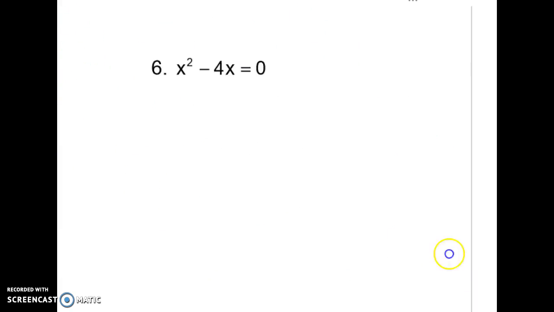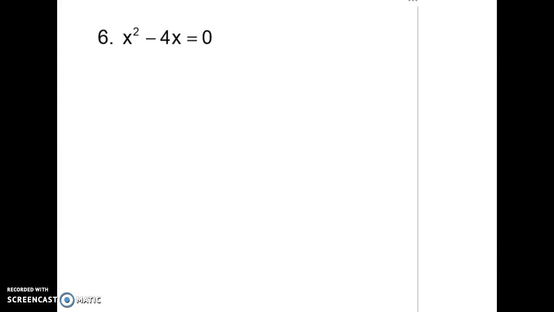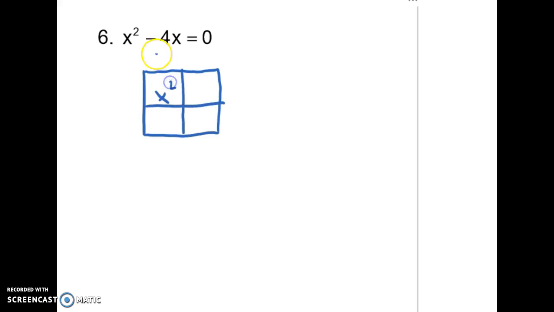Let's look at one like number 6 where we're missing our c term. That one's gone. Again, we can still use the area model for this. And I know that this is an x squared, so x and x. These have to add up to negative 4, but my last term here is actually a 0. Well, that's good news, because if the last term is a 0, I know one of the other factors is 0. So that has to be a 0x. If they're supposed to add up to negative 4x, this has to be a negative 4x, making that a negative 4.